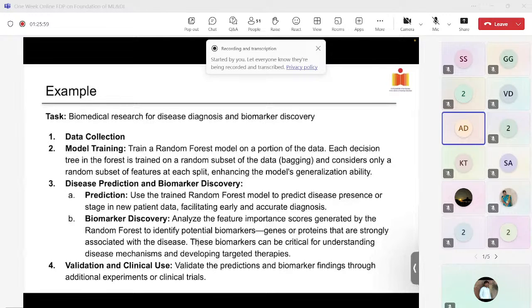Similarly, for biomarkers, you analyze the feature importance of all the features in the decision trees generated by the random forest to identify which are the potential genes that can cause more diseases or are associated more with the diseases. And then you validate the predictions and biomarkers. That is your standard evaluation process.